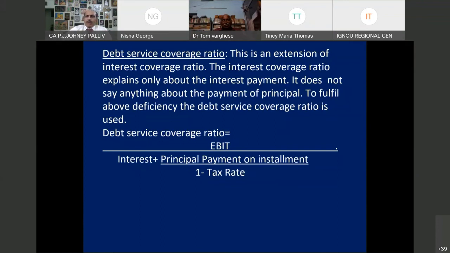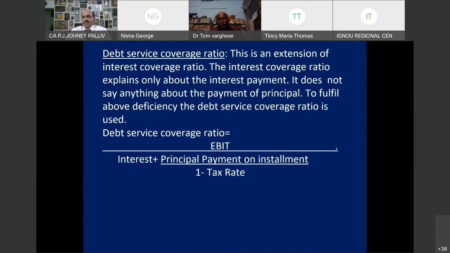Debt service coverage ratio is equal to earnings before interest and tax divided by interest plus principal repayment on installment. If you are calculating the tax rate, that also can be considered. So debt service coverage ratio is your earnings, your income, your surplus divided by interest and installment. That means your principal plus interest is called equated monthly installment or annual payment of loan plus interest. Your profit, your surplus divided by the liability towards interest and principal, the funds available divided by the interest and loan principal amount. That is what is called a debt service coverage ratio.